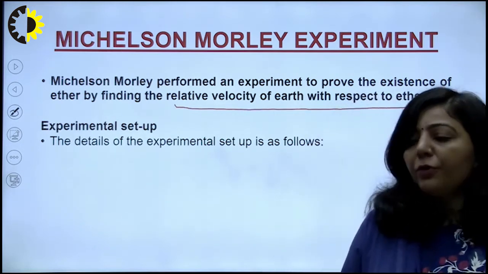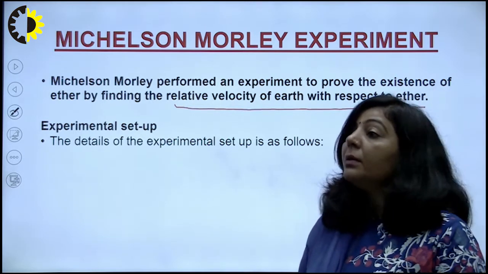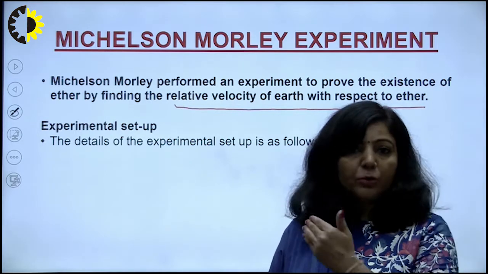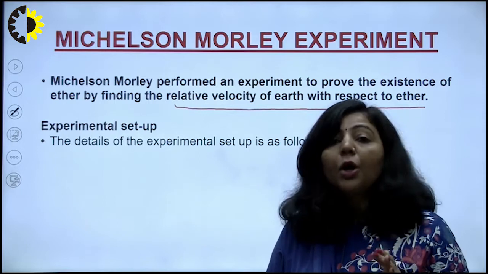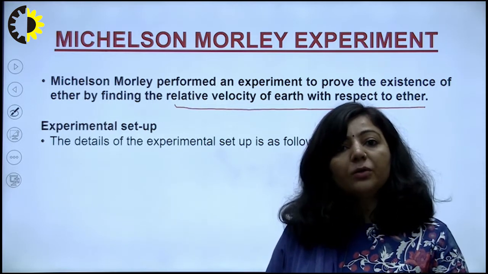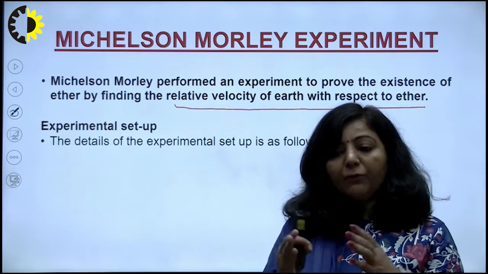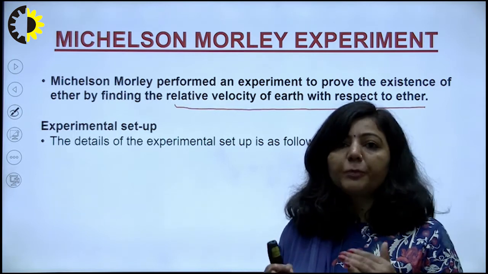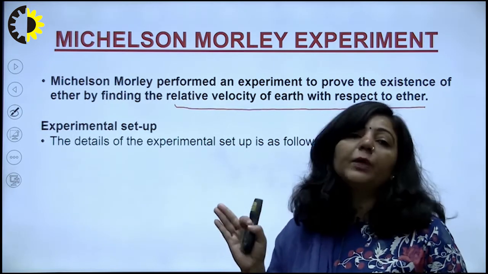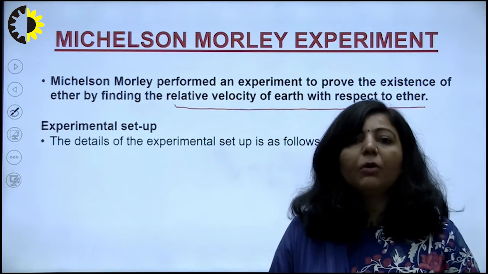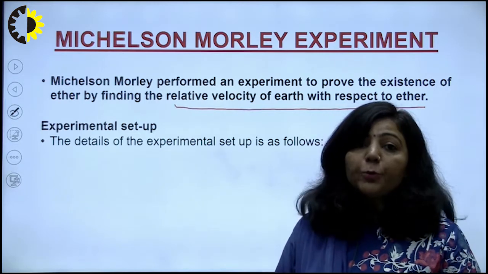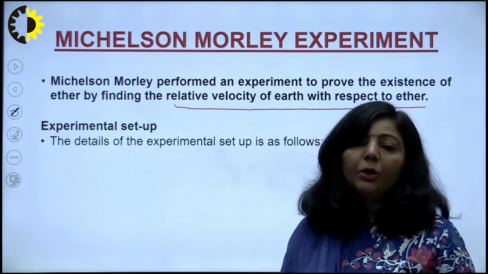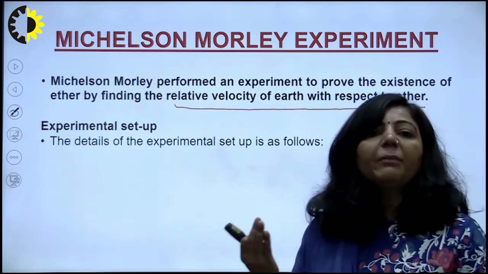Now, whenever you perform an experiment, you should know what the objective is. So the objective is clear to you. The objective is to find the relative velocity of Earth with respect to ether. And by finding that relative velocity of Earth with respect to ether, they tried to prove the existence of the ether medium or ether frame.